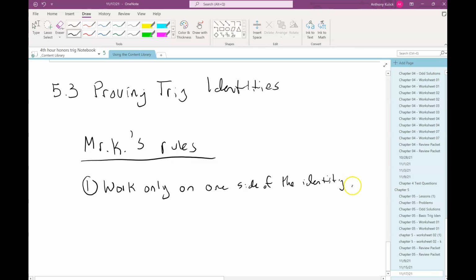So the first rule is that you can work on only one side of the identity. So you can choose to work on the left side or you can choose to work on the right side, but what you can't do is work a little bit on the right and a little bit on the left and meet in the middle. That's not going to be okay. That's the only hard and fast rule that I'm going to have for you guys when doing these. The rest of these are just kind of suggestions.